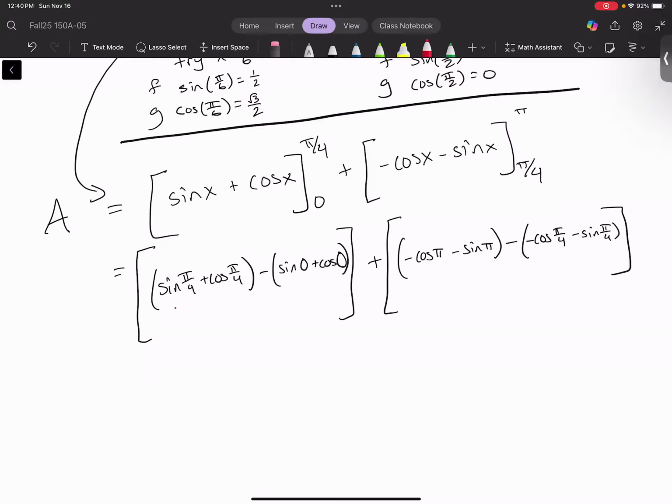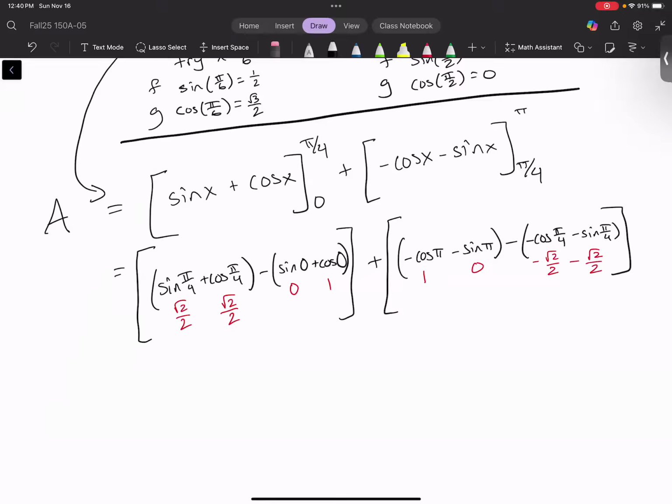So sine of pi over 4, that's root 2 over 2. Cosine of pi over 4 is root 2 over 2 as well. Sine of 0 is 0. Cosine of 0 is 1. And then, minus cosine of pi. Well, cosine of pi is negative 1. So negative cosine of pi is positive 1. That's 0. Then cosine of pi over 4 is root 2 over 2, so this is minus root 2 over 2. And this is also minus root 2 over 2.